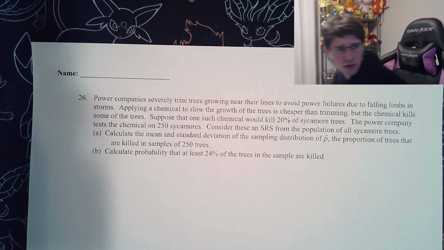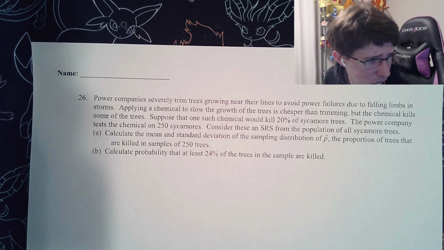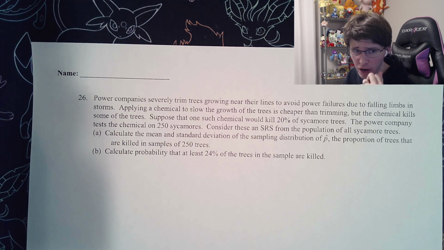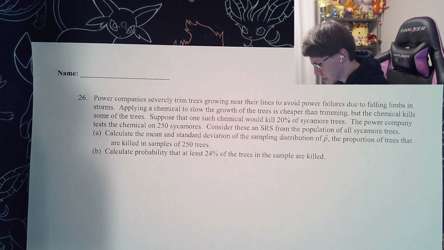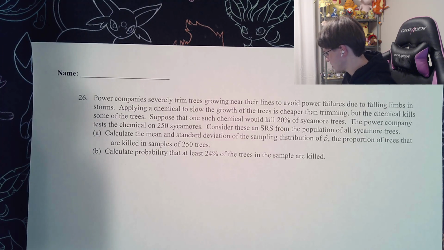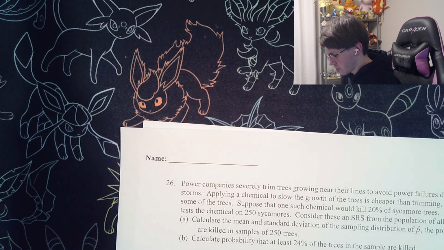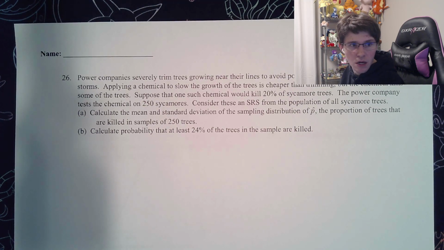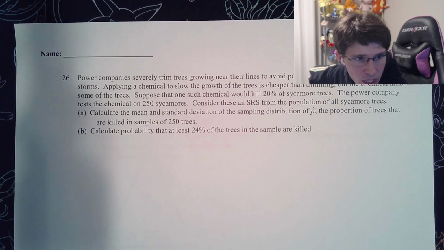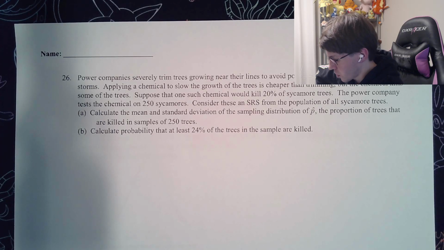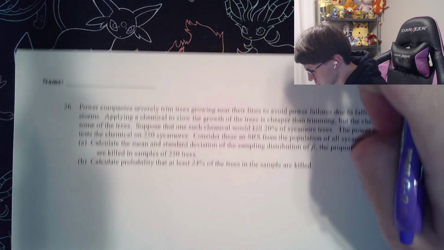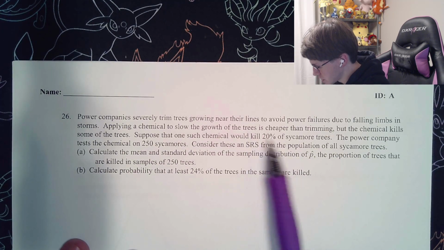All right. Number 26, power companies severely trim trees growing near their lines to avoid power failures, and so on. We already talked about that. Suppose that one such chemical would kill 20% of sycamore trees. The power company tests the chemical on 250 sycamores, and I know we need to write on top of something, so I'm going to. Consider these a simple random sample from the population of all sycamore trees. So one does kill 20%.